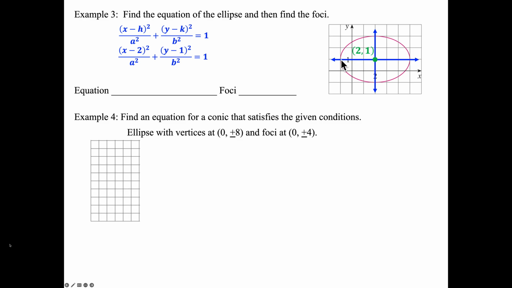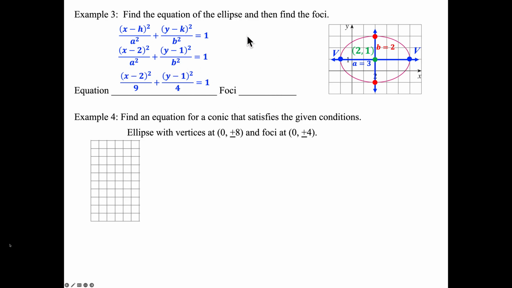To the left, 3. To the right, 3. So a is 3. Up 2, down 2. B is 2. So a is 3, b is 2. Plug those in. 3 squared is 9. 2 squared is 4. There's the equation.